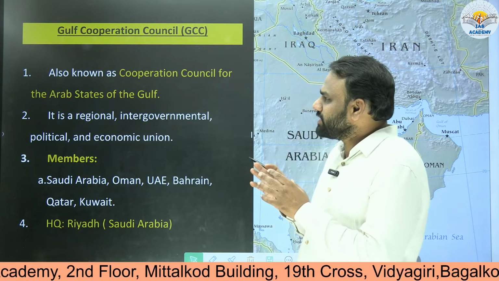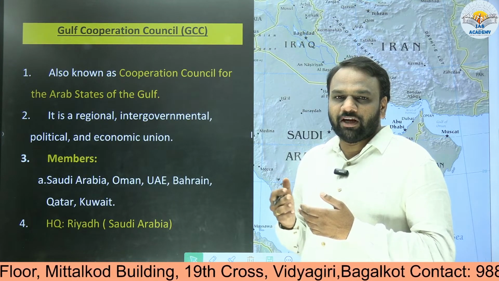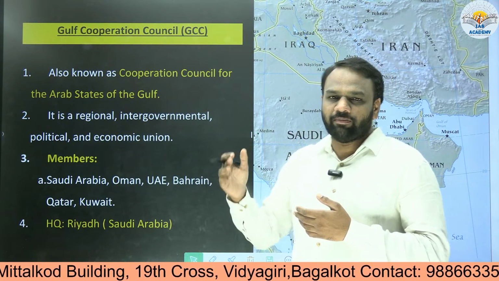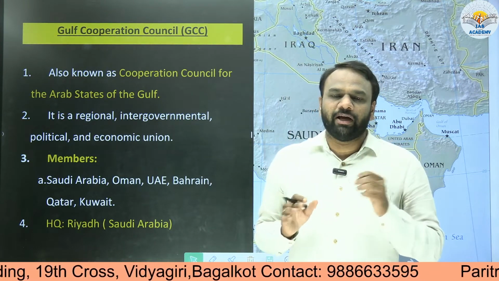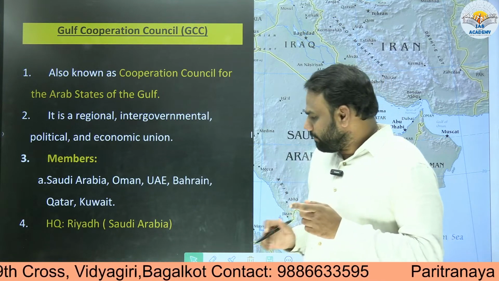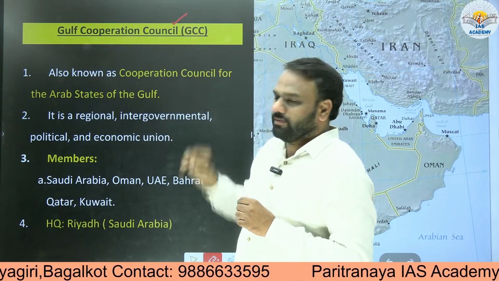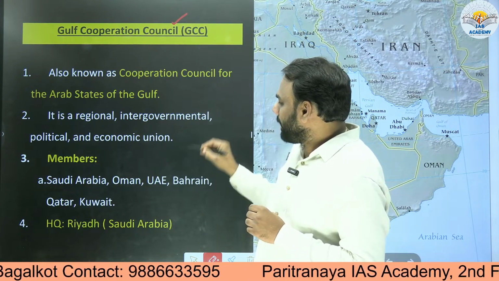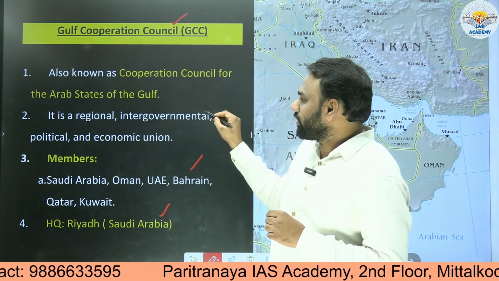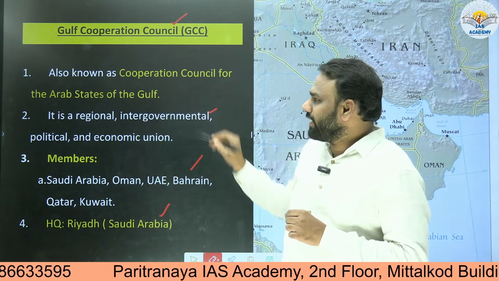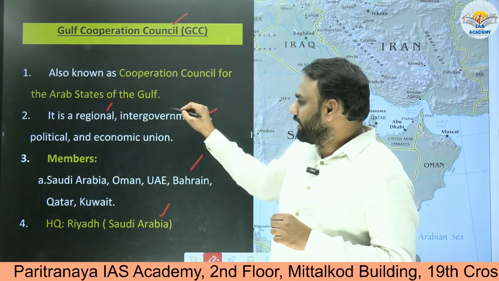When it comes to GCC, there are two things: one is the static part and the other is the dynamic part. The dynamic part we will gradually build over a period of time through newspapers. But there is a static part which is again important from the exam point of view. From the static point of view, we need to understand what the Gulf Cooperation Council is, which countries are part of it, where its headquarters is located, and what kind of organization it is. From here we understand that it is a regional organization and also an intergovernmental organization.